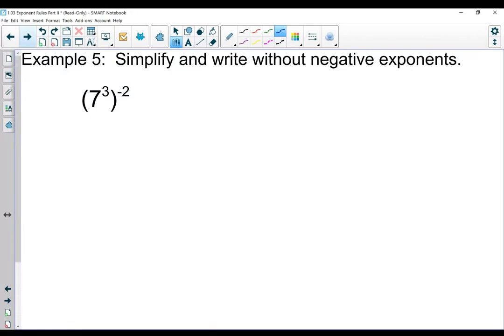Last example, simplify and write without negative exponents. There's a lot of different ways to go about doing this problem. Some people like to get rid of that negative exponent right away, but it's kind of weird because it's on the outside. I always find it's easier in this case. I recognize right away that I have a power to a power, so I can multiply these two and get 7 to the negative 6th. Because it's a negative exponent, I need to make it a fraction. And then I'm going to stop there. I'm not going to worry about what 7 to the 6th power actually is.